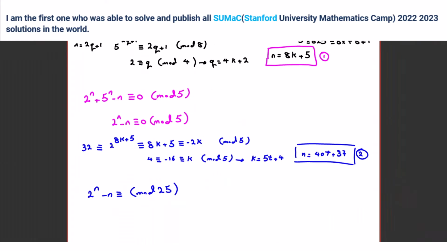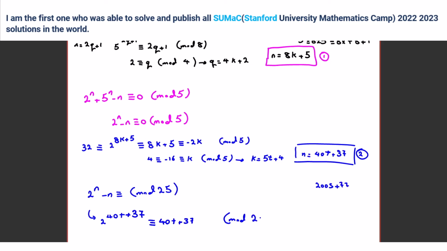N equals 200s plus 77. Okay, let me check. Here we can say 2 to the 40t plus 37 is congruent to 40t plus 37 mod 25.